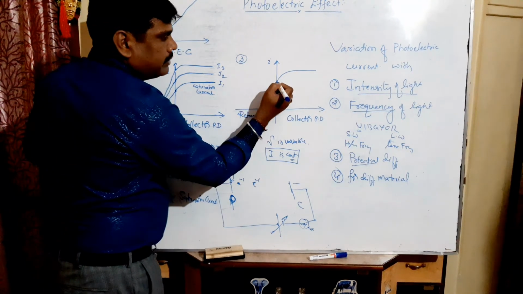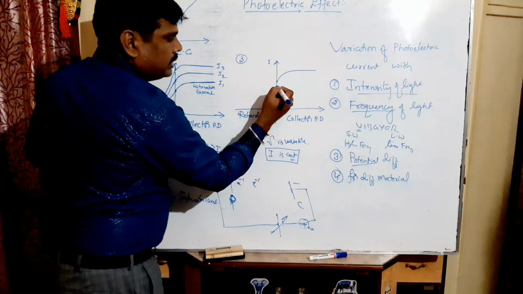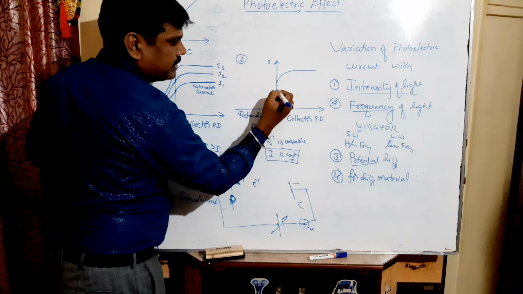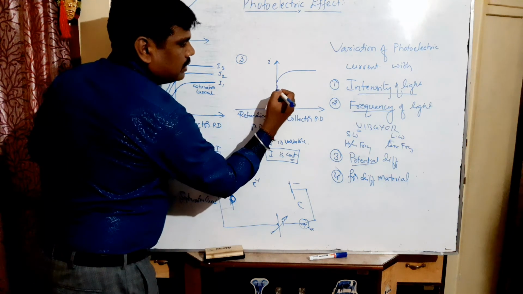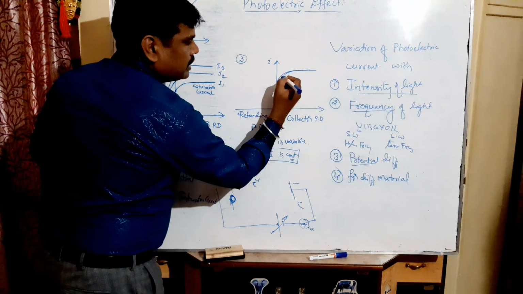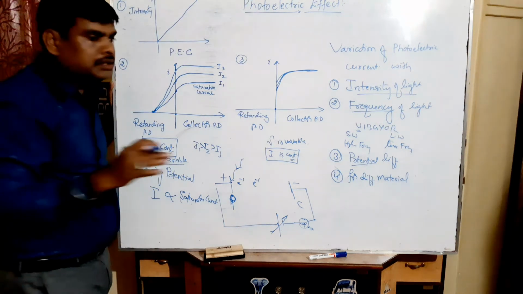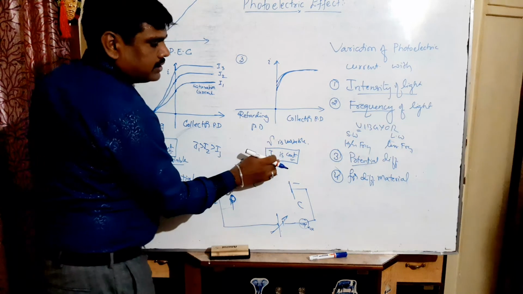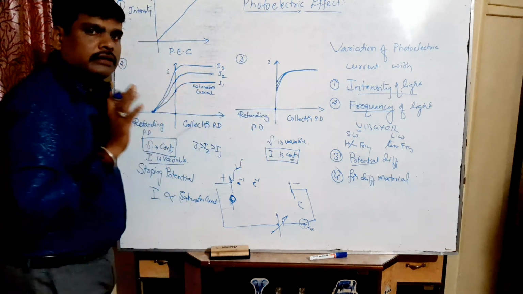Since the intensity is constant, we are just increasing the frequency. So if you increase the frequency, what happens? This is for a frequency nu1, this is for frequency nu2 and this is for frequency nu3. So three frequencies I will consider: nu1, nu2, nu3. Initially they will increase and become saturated. See what we are observing? If we take any frequency, saturation current does not change. It is constant. So if the intensity is constant and we vary the frequency, the saturation current does not depend on the frequency.